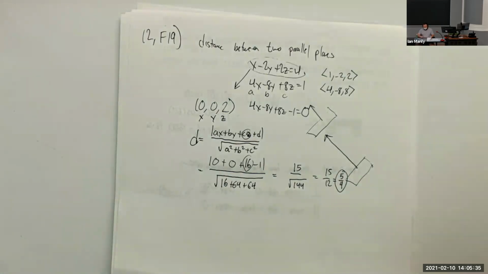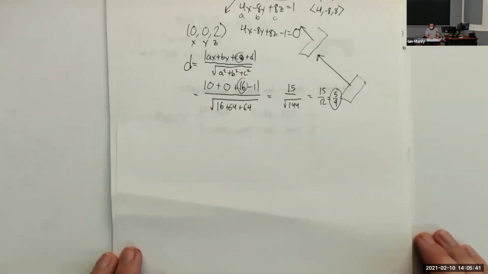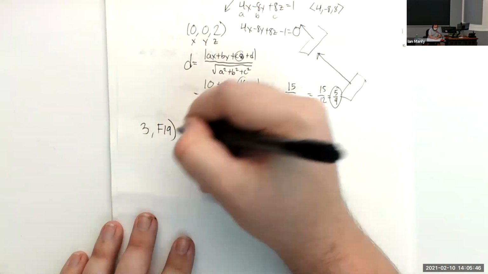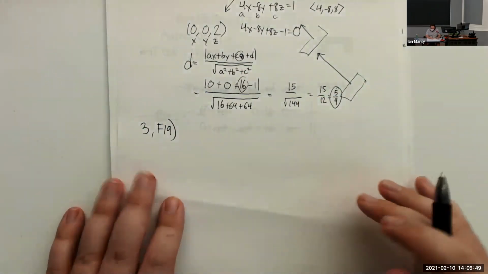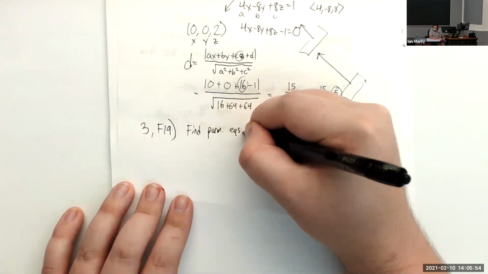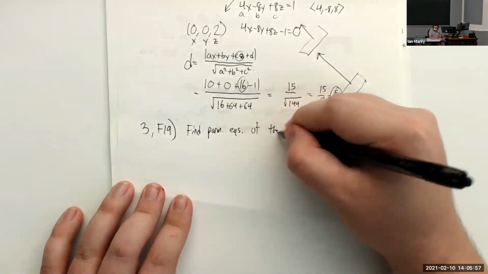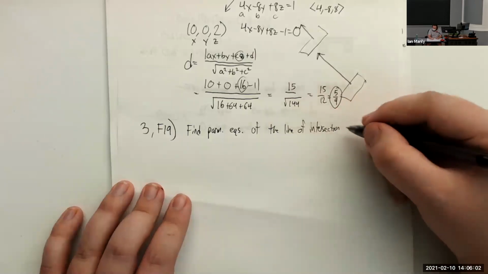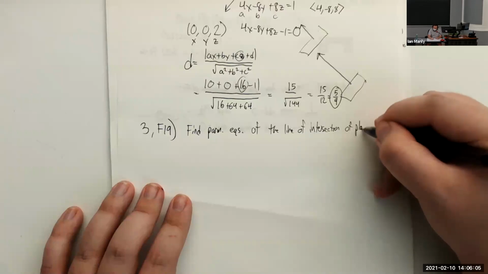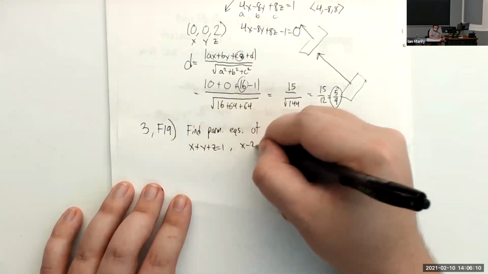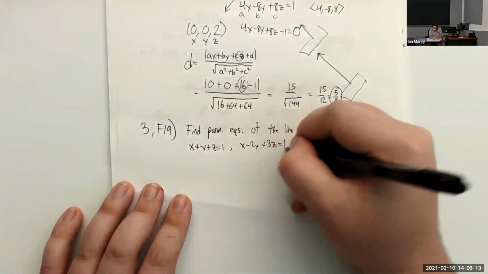All right, let's see here. Oh, here we go. So let's go from the same exam here. Let's go do number 3 from fall of 19. All right. So let's see. So find parametric equations of the line of intersection of the planes x plus y plus z is 1 and x minus 2y plus 3z is 1.